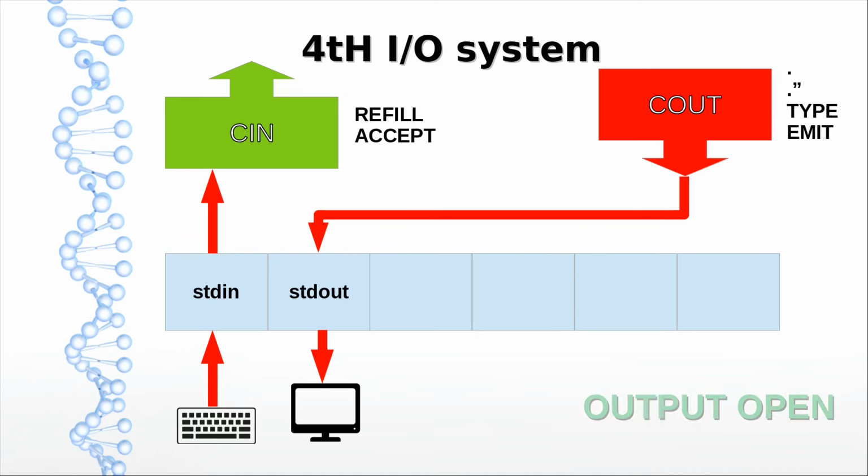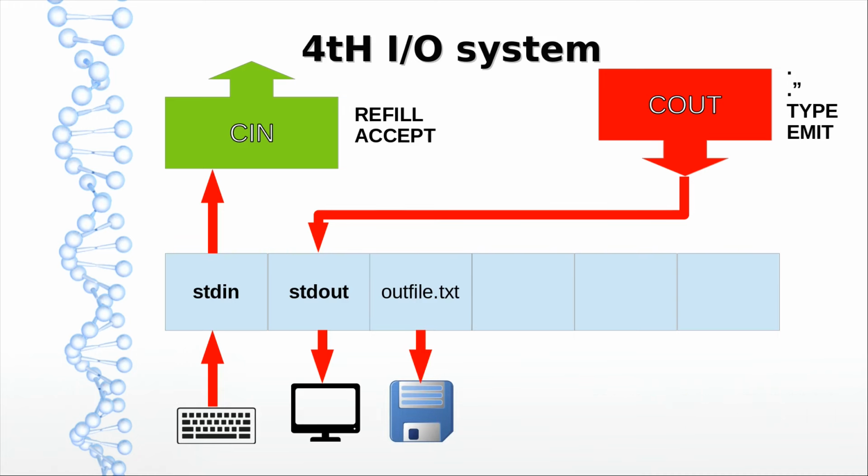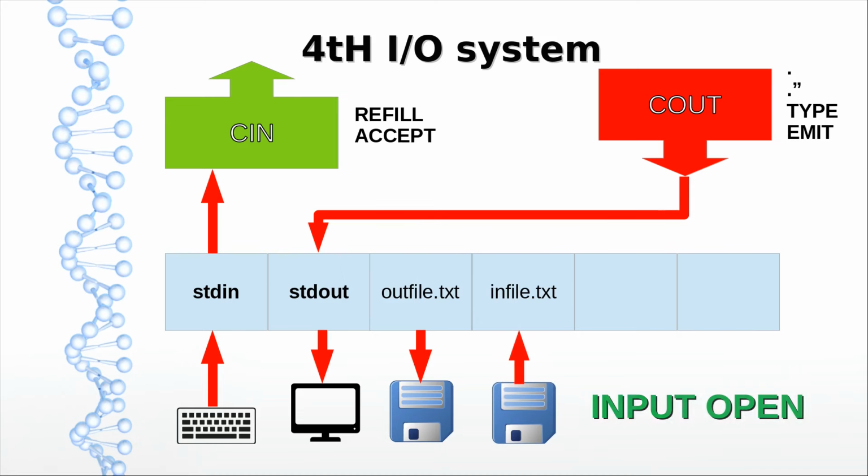The open word creates a new stream. In this case, an output file named outfile.txt. The word input combined with the word open creates an input stream, in this case a file named infile.txt. In both cases, a stream number is put on the stack. But note, nothing changes. Output is still going to the screen.